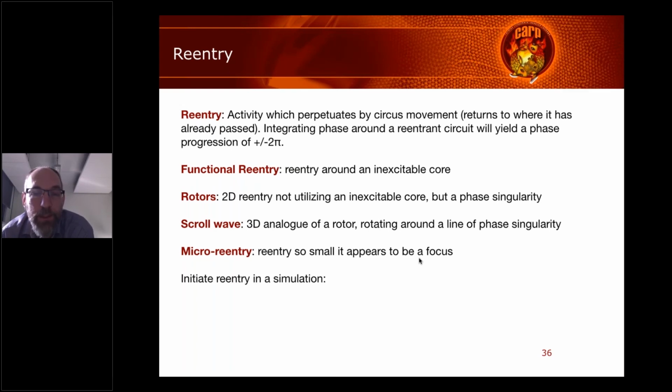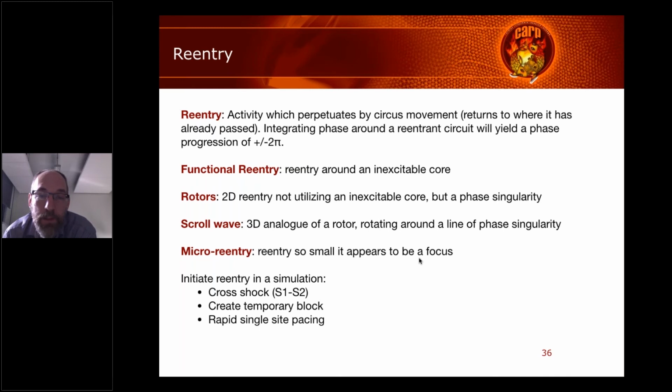And how do you initiate reentry? Well, we saw some ways to initiate reentry. We could do a cross-shock protocol. Instead of doing a shock, you can create a temporary block. So you just stop propagation, and then you let it relax after 100 milliseconds instead of having to shock it. It's the same sort of thing.